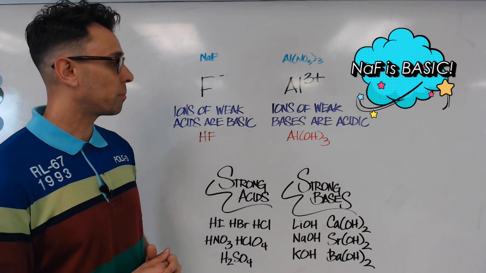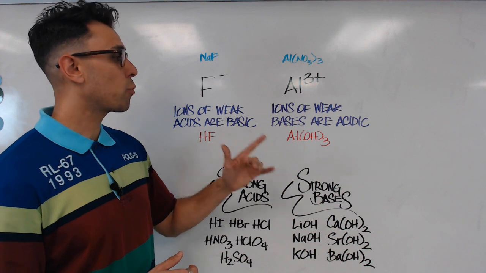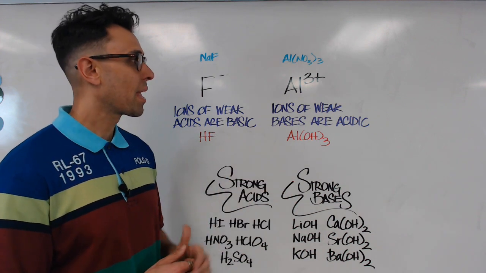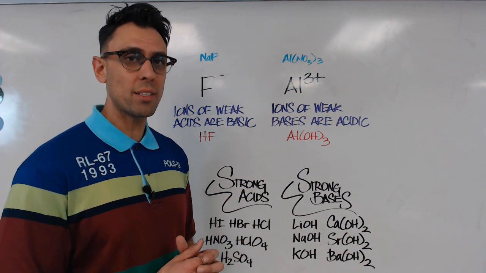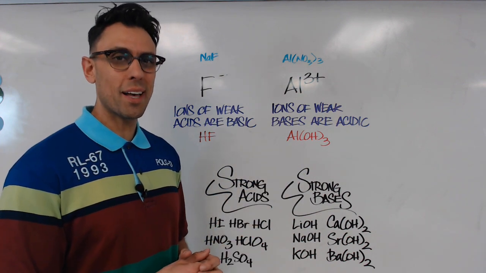Let's go to aluminum. The other rule is ions of weak bases are acidic. So as you can see, aluminum is part of a weak base, aluminum hydroxide. How do you know that aluminum hydroxide is a weak base?